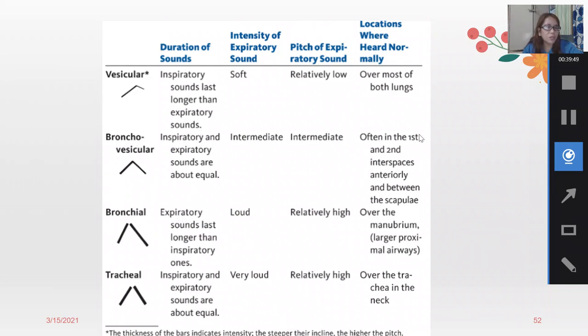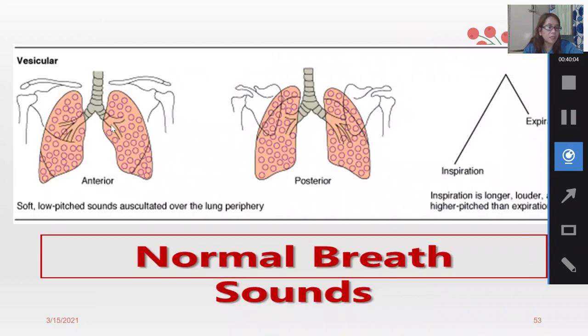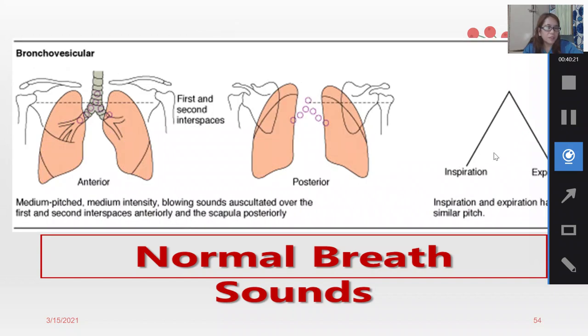Okay, so another explanation, but it's just the same as in the previous slide. So may mga additional lang dito na maganda rin para mas maintindihan, for better understanding. Okay, so vesicular, ito yung anterior, posterior. Pag sinabi natin vesicular, inspiration is greater than expiration. Bronchovesicular, inspiration and expiration is equal.